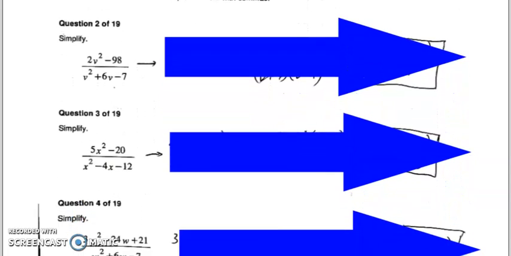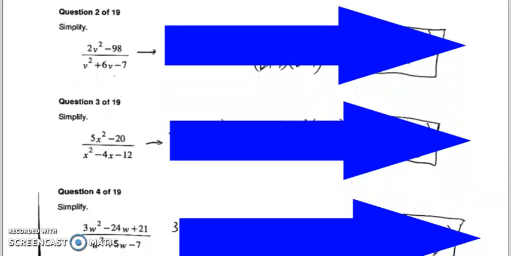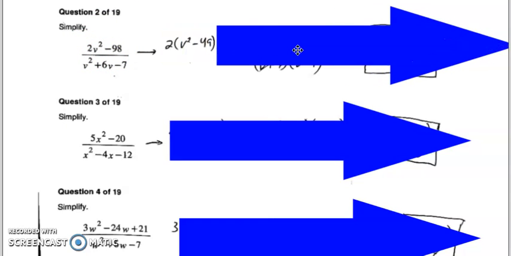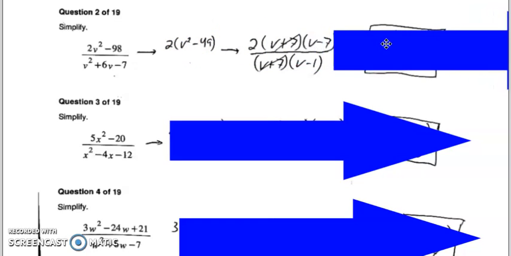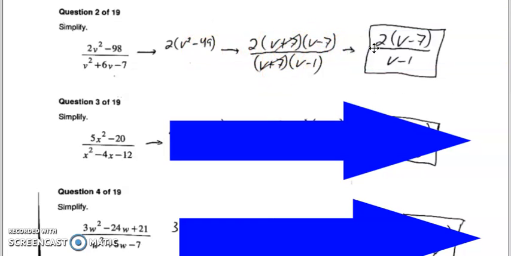Questions 2, 3, and 4 are all simplifying problems. So when you simplify, you factor out the top, you factor out the bottom, and see if anything cancels. So up top, I've got a GCF of 2. And now I'm noticing, hey, v squared minus 49, that's difference of squares. Difference of squares gives me conjugate pairs. So I continue to simplify and factor. V squared minus 49 is v plus 7, v minus 7. And now I've got canceling terms. I'm left with 2 times the quantity v minus 7 all over v minus 1.